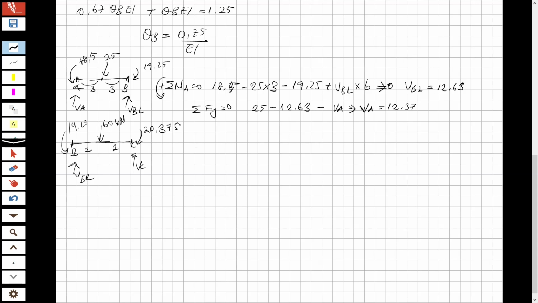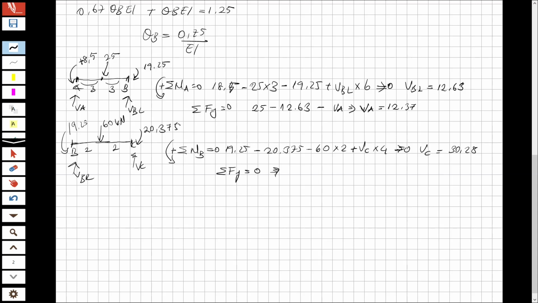So I'm going to do the same thing here. If I write the moment at B equal to 0, that will be 19.25 minus 20.375 minus 60 times 2, and of course plus VC times 4. So this is equal to 0. So VC will be equal to 30.28, and total Fy is equal to 0.